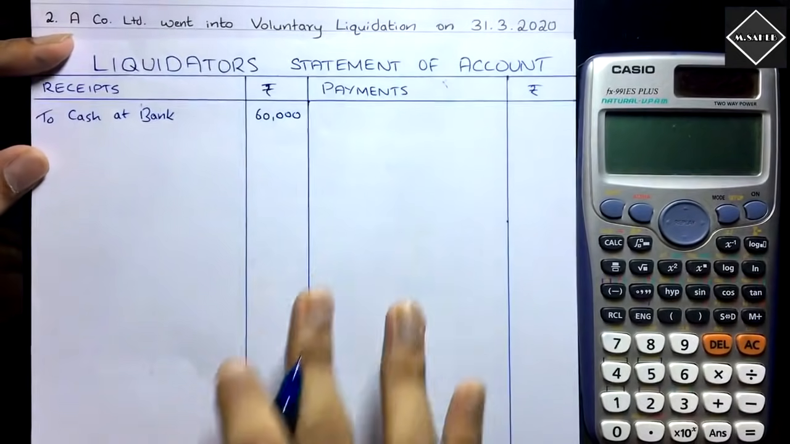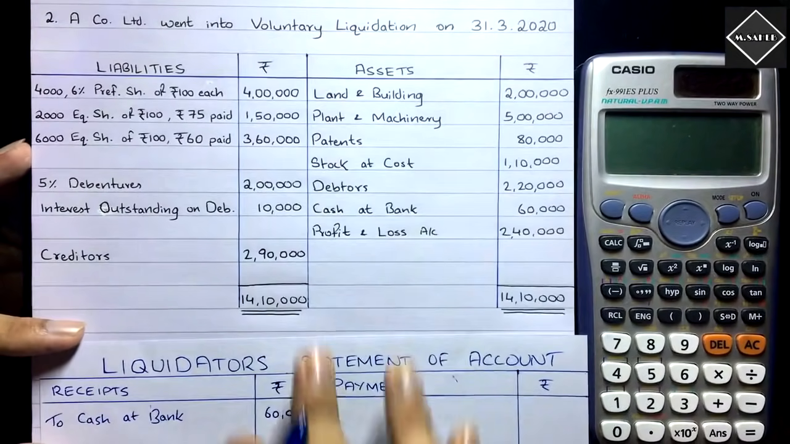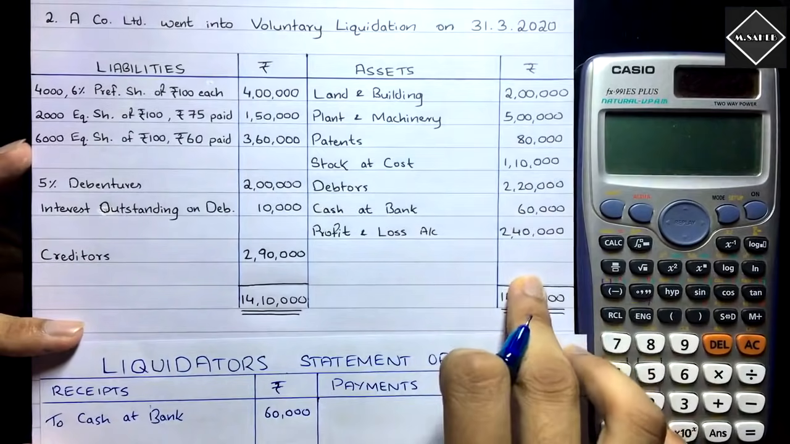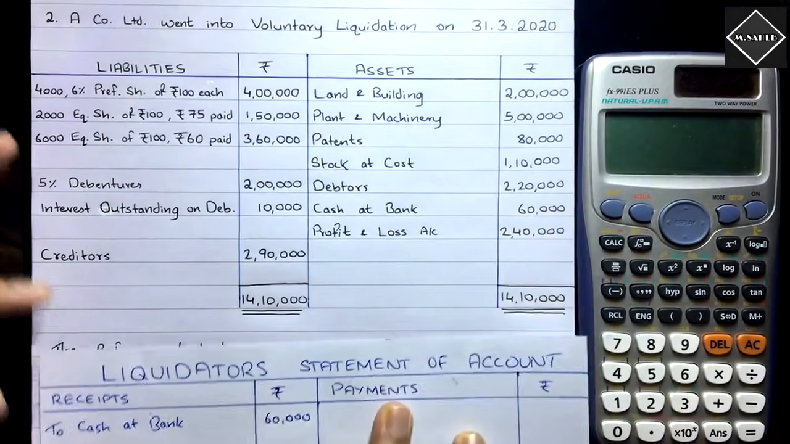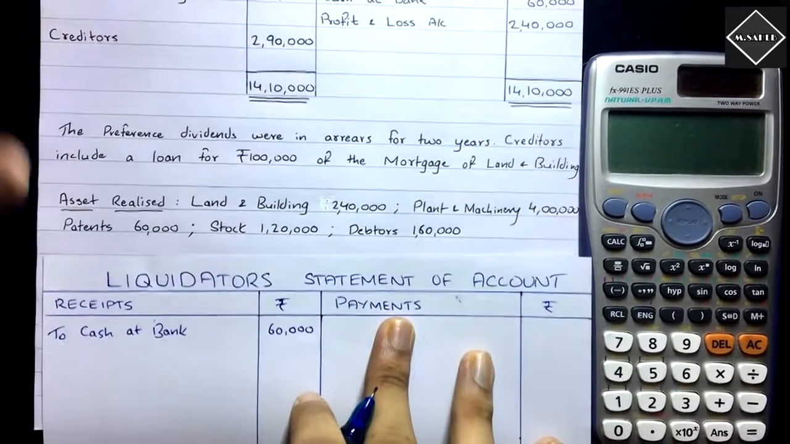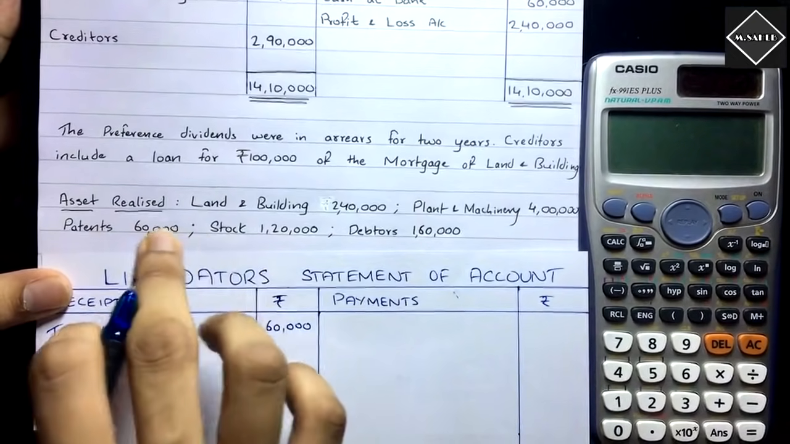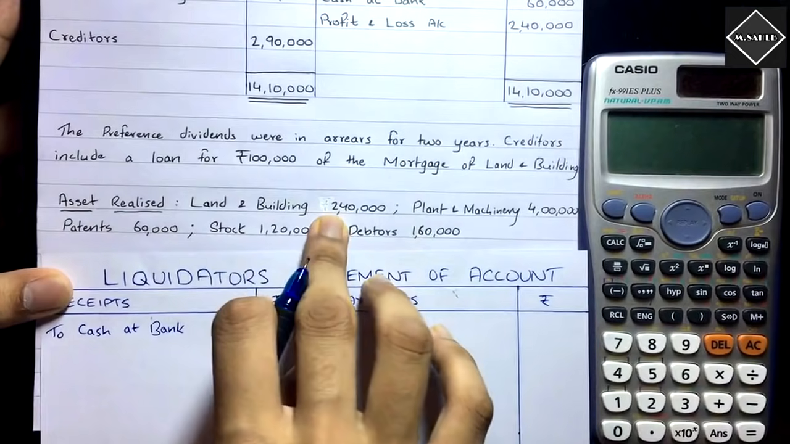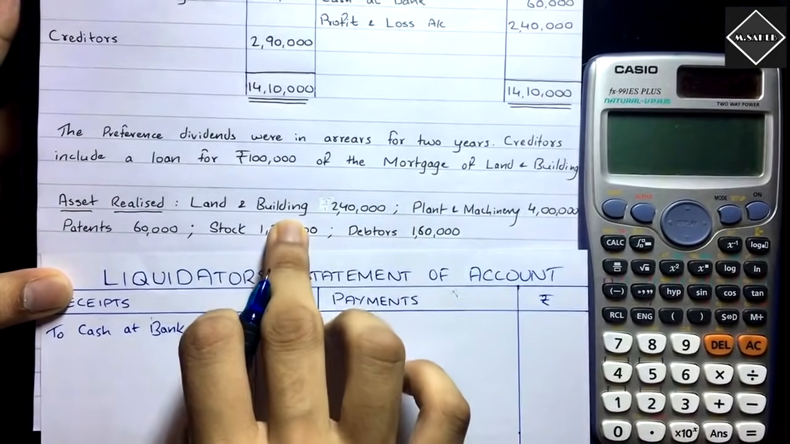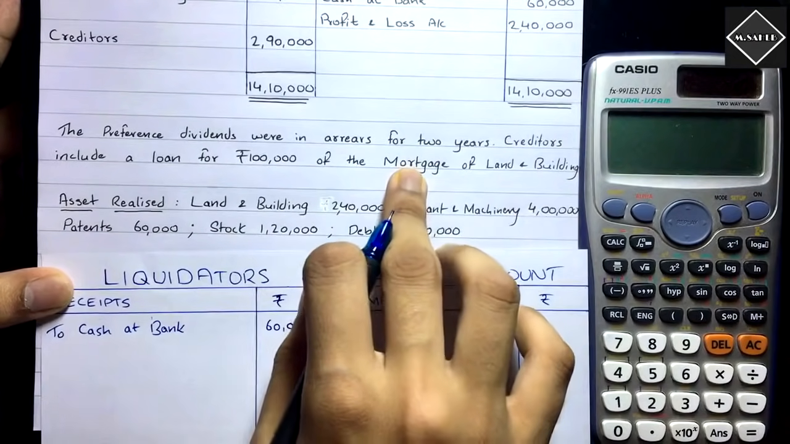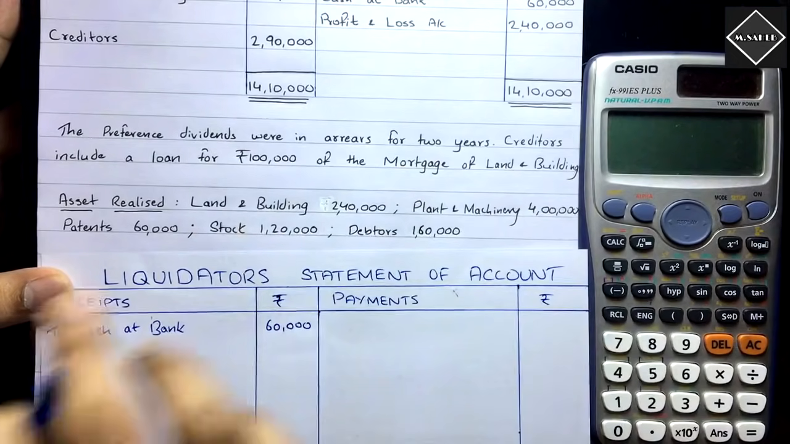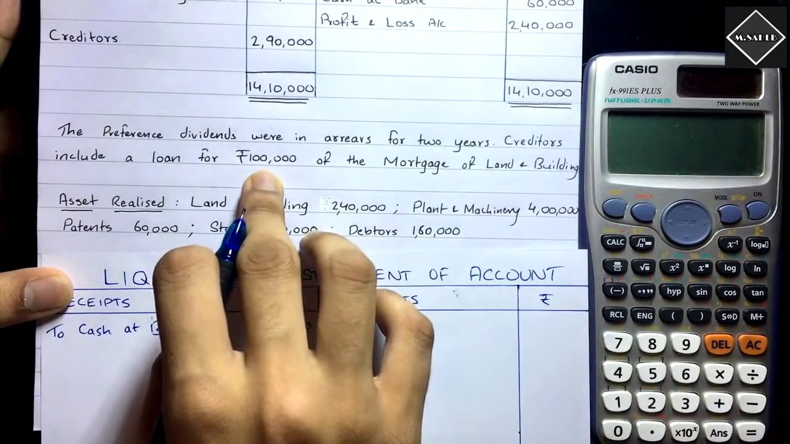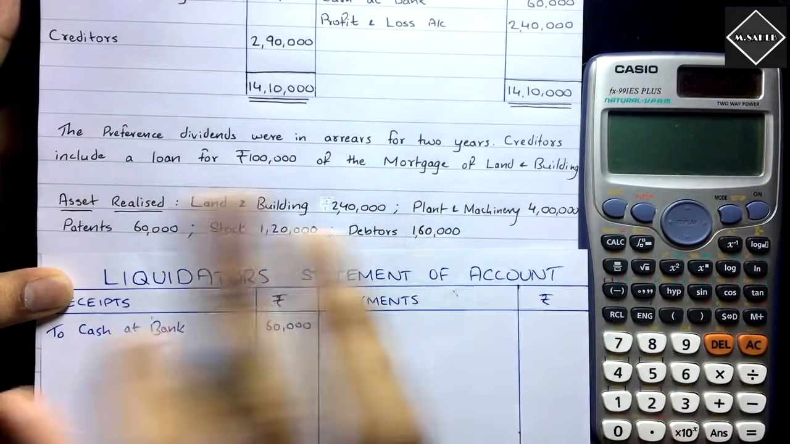And then we take assets realized. But you don't have to take these figures because these are the book values. The assets will be taken at realizable values, the values given in the additional information. Here the land and building is given as 2,40,000, but you don't have to take that directly. Why? Because there is a mortgage on land and building, so that will go to secured creditors. So you have to net off that.